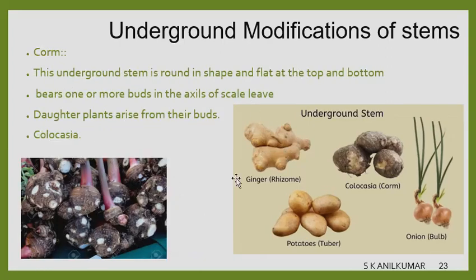Then another is the corm. What is a corm? Colocasia. Again it is an underground stem. It is round in shape. It is not irregular but mostly round. It is flat at the top and bottom. It bears one or more buds at the axils of the scale leaves.